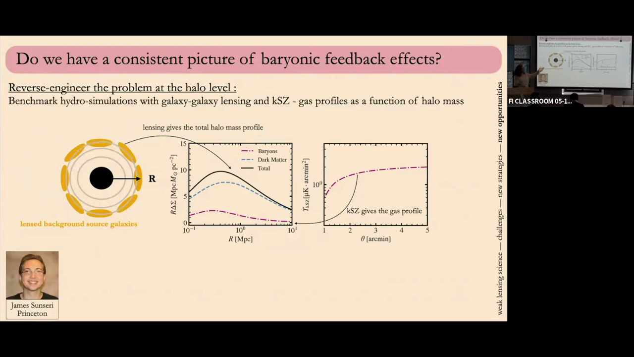And James has been combining that with KSZ measurements to get a handle on which part of that is coming from the gas. And with future measurements, you can build up a picture of how these gas profiles change as a function of halo mass when you jointly analyze with the weak lensing data.